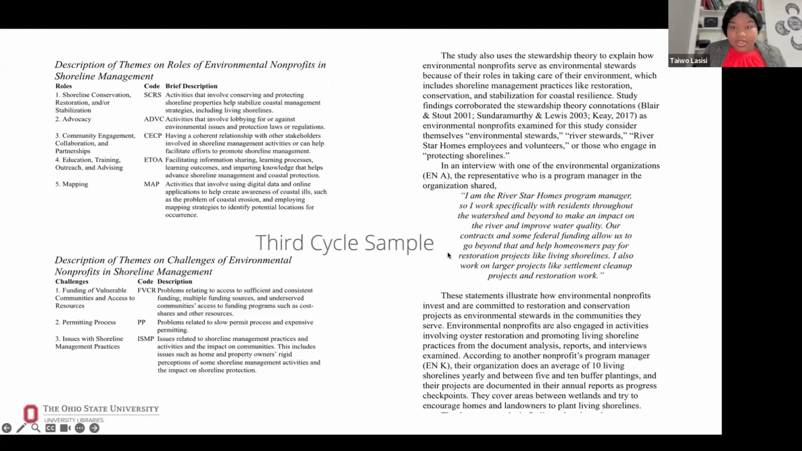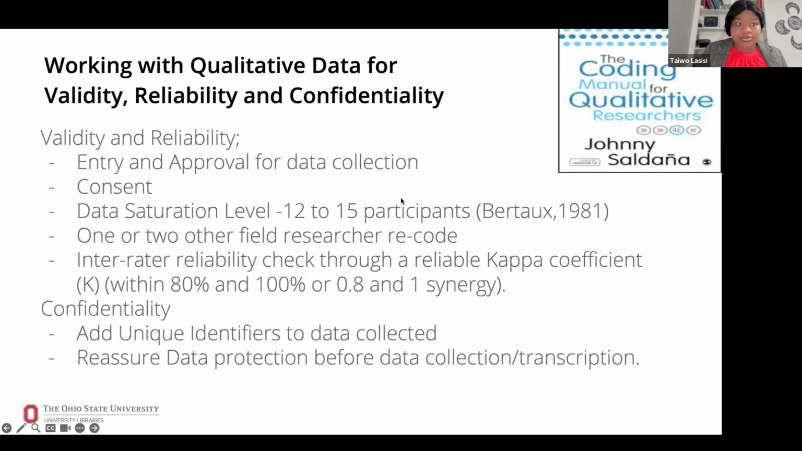So in third cycle coding, you're finished. You bring them together. You are sure about your description. You can even have an abbreviation code for your codes. And so third cycle coding makes more sense and it's more grounded.